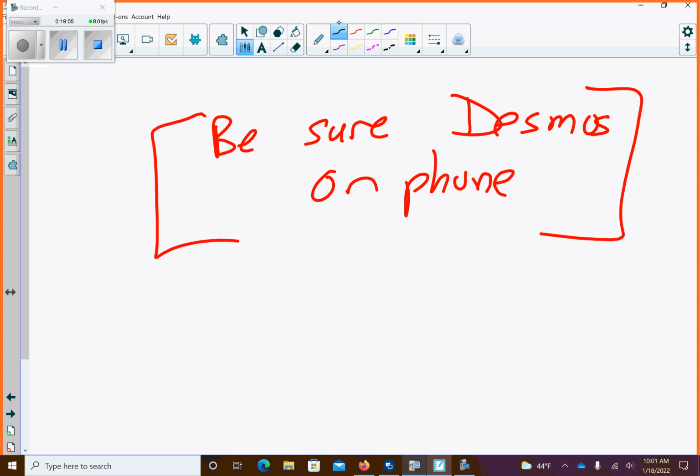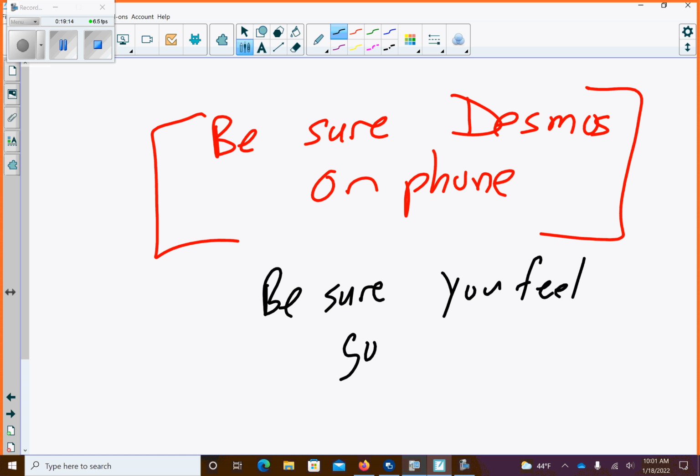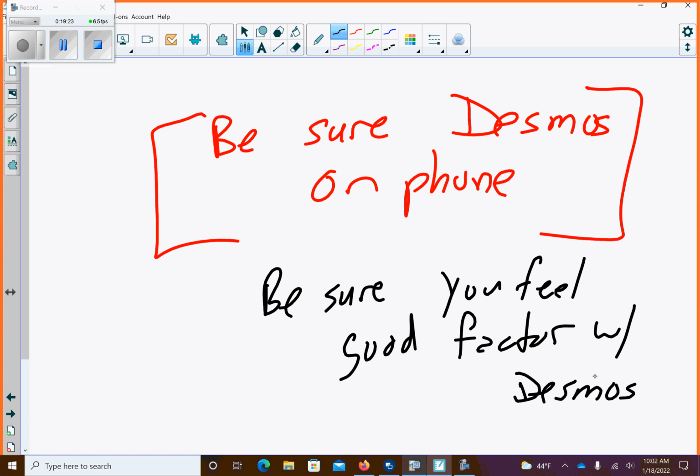So make sure you have Desmos on your phone, and also be sure you feel good about factoring with Desmos. Okay? And that's all I have for you for today. Does that sound okay?